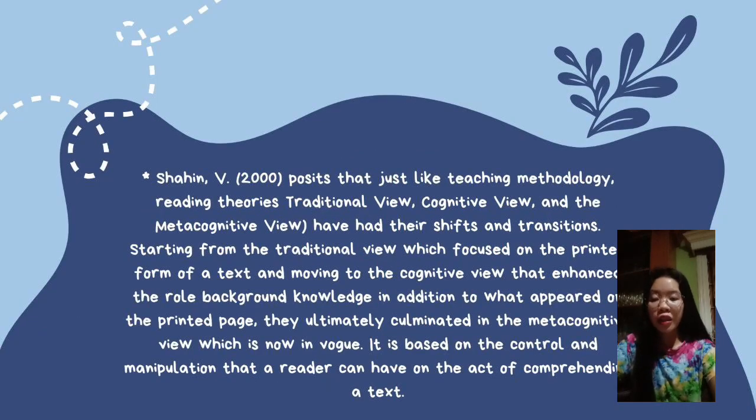Next is Shahin in 2000. Shahin posits that just like teaching methodology, reading theories, the traditional view, cognitive view, and metacognitive view have had their shifts and transitions. Starting from the traditional view, which focused on the printed form of a text, and moving to the cognitive view that enhanced the role of background knowledge in addition to what appeared on the printed page, they ultimately culminated in the metacognitive view, which is now in vogue. It is based on the control and manipulation that a reader can have on the act of comprehending a text.